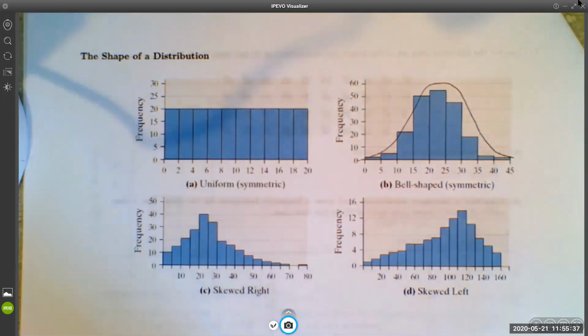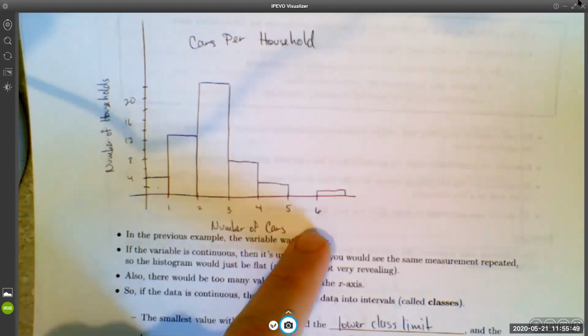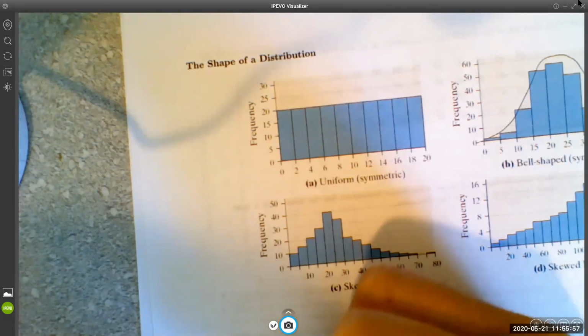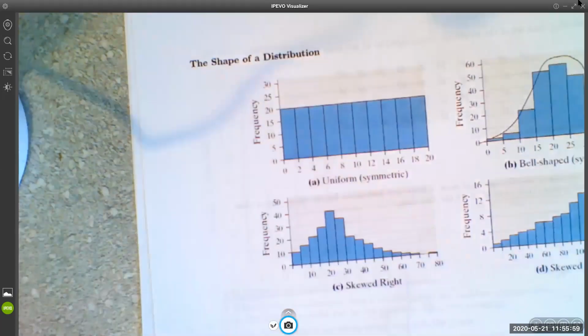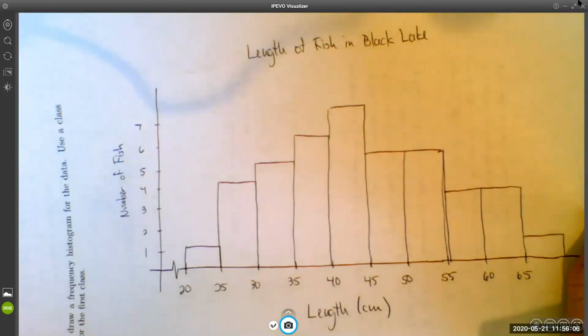With that in mind, it says, what is the shape of the distribution in example 1? So going back to example 1, that was this cars per household business. I would say skewed right. Okay, I would say skewed right. What's the shape of the distribution in example 2? That was this length of fish in Black Lake. That looks pretty much symmetric to me. I would call this a symmetric, a bell-shaped distribution.